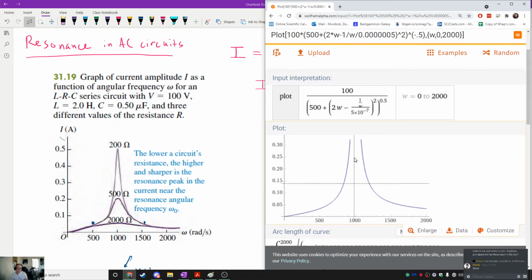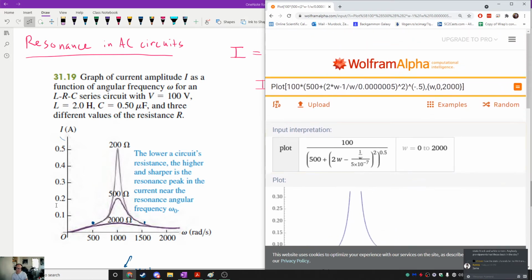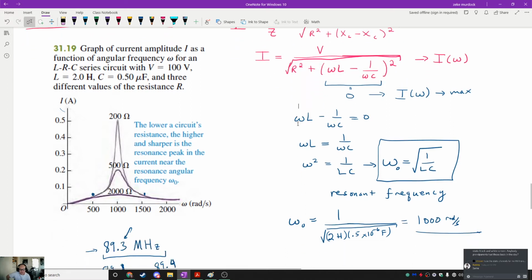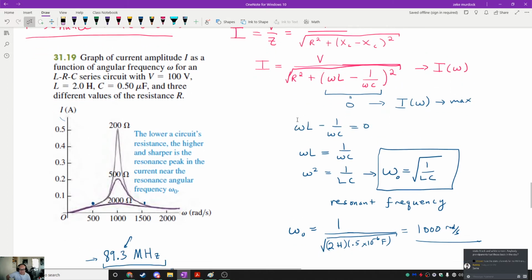Anyway, so yeah, that's resonance. So resonance shows up not just in circuits like this, right? But it shows up all over physics. A resonant effect occurs any time you have a function like this, where you have something in the denominator, and you're trying to figure out how to maximize the quantity on the left, and it's always going to be by making the denominator as small as possible.